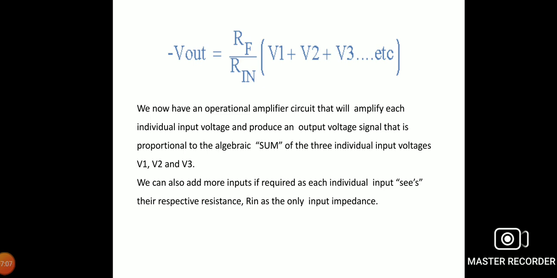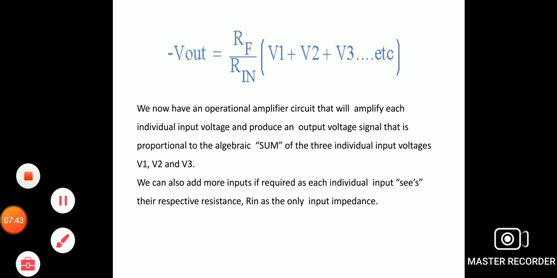We now have an operational amplifier circuit that will amplify each individual input voltage and produce an output voltage signal that is proportional to the algebraic sum of the three individual input voltages V1, V2 and V3. We can also add more inputs if required, as each individual input has a respective input resistance, which is the input impedance.